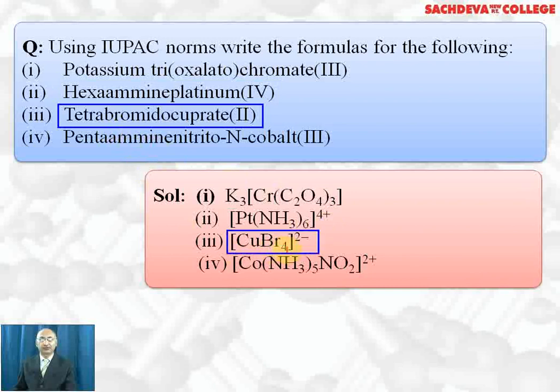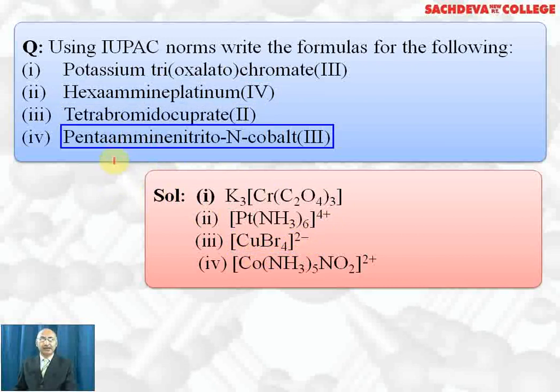Tetrabromidocuprate(II): CuBr4 is the complex, with charges +2 and -4, so -2 is the charge on this complex. Pentaamminenitrito-N-cobalt(III): pentaammine means NH3 five times, cobalt, nitrito-N means it will be linked with nitrogen, +3, -1, so +2 will be the charge on the complex.